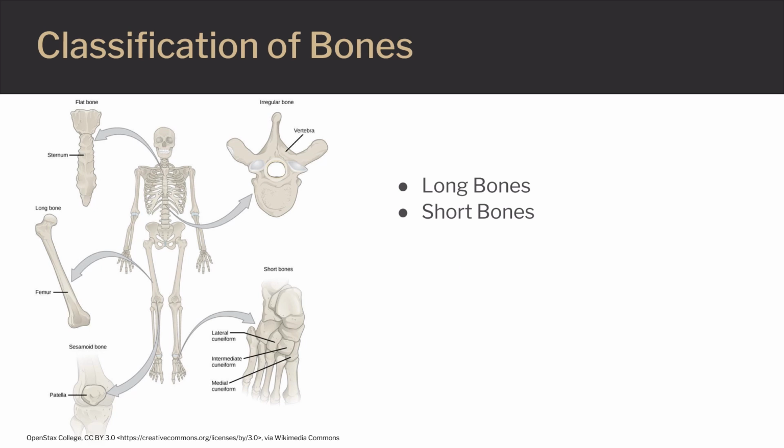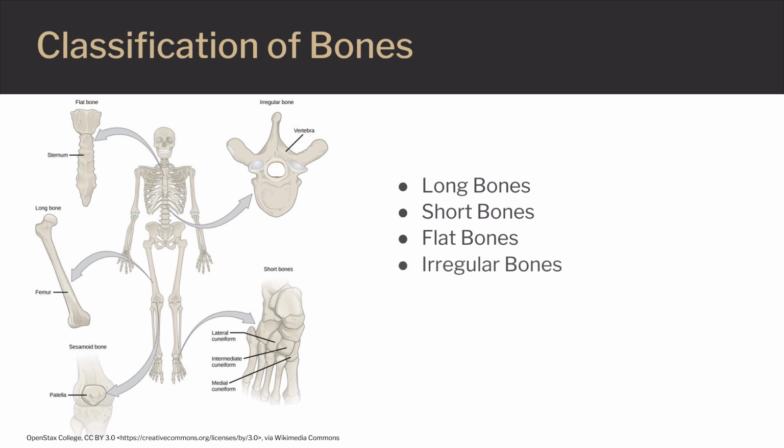Short bones. Short bones are roughly cube-shaped with vertical and horizontal dimensions approximately equal. They consist primarily of spongy bone, which is covered by a thin layer of compact bone. Short bones include the bones of the wrist and the ankle. Flat bones. Flat bones are thin, flattened, and usually curved. Most of the bones of the cranium are flat bones.